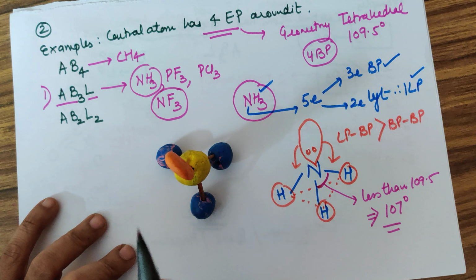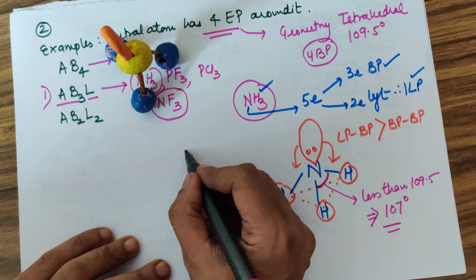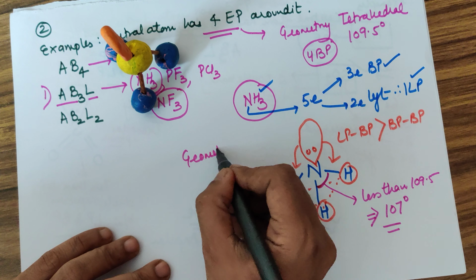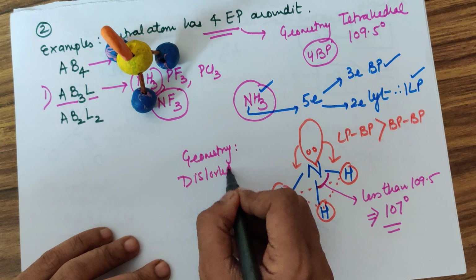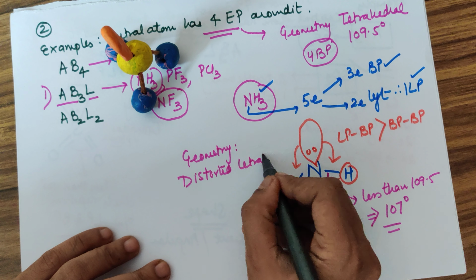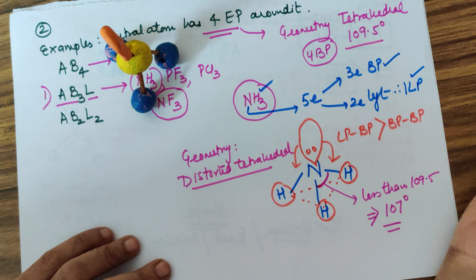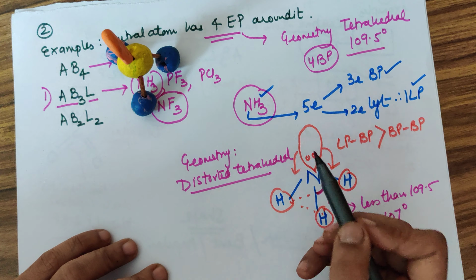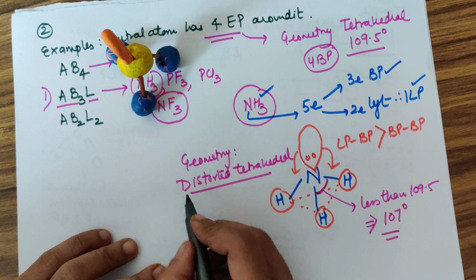It is a tetrahedral with a lone pair. It is not a proper tetrahedral. We say that this geometry is a distorted tetrahedral, because a proper tetrahedral should have an angle of 109.5. But here, due to the presence of the lone pair, the angle gets distorted. So the geometry is distorted tetrahedral.